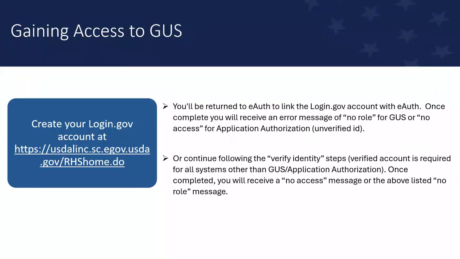Next, it will return you to the e-authentication site, and this is where you'll link your new Login.gov account to your old e-authentication account if you have one. So once the accounts are set up and linked, you will either receive an error message that you have no roles in GUS or that you have no access.